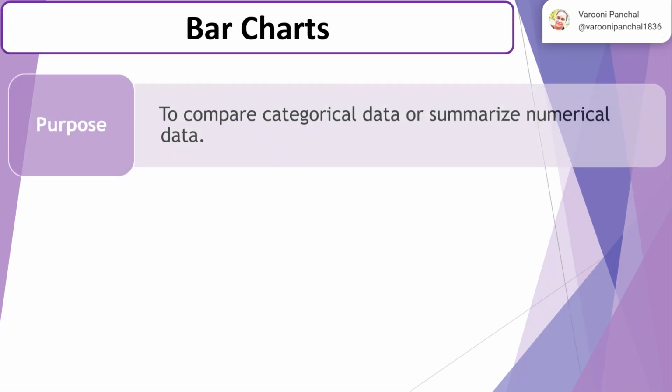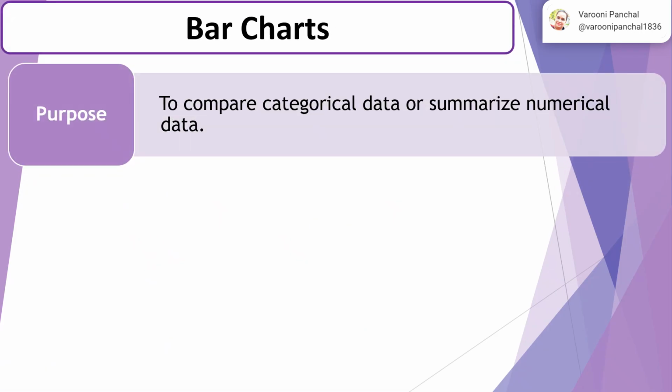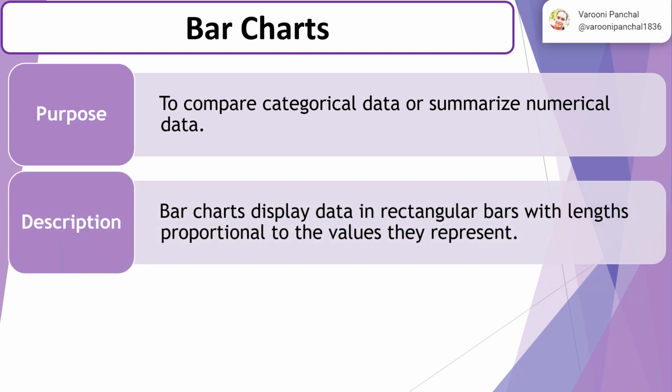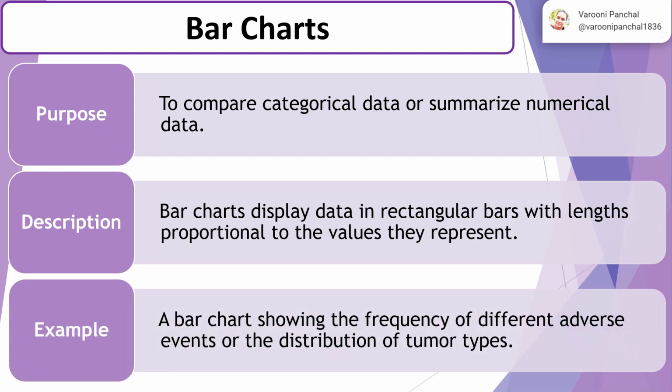Bar charts. Purpose: to compare categorical data or summarize numerical data. Description: bar charts display data in rectangular bars with lengths proportional to the values they represent. Example: a bar chart showing the frequency of different adverse events or the distribution of tumor types.